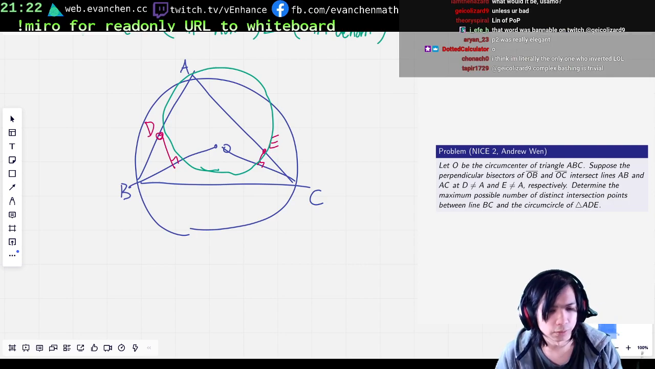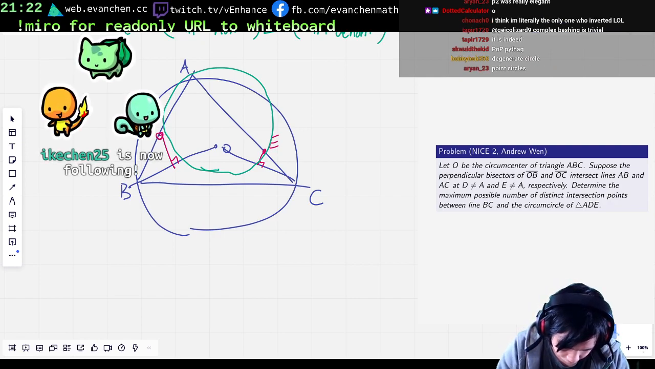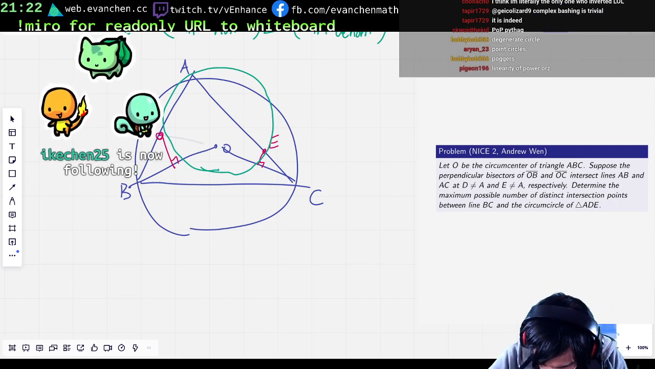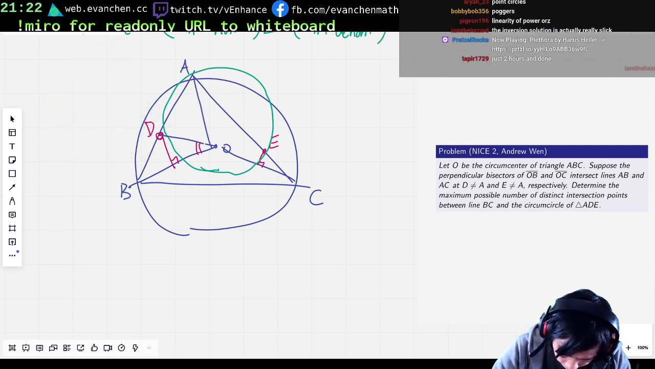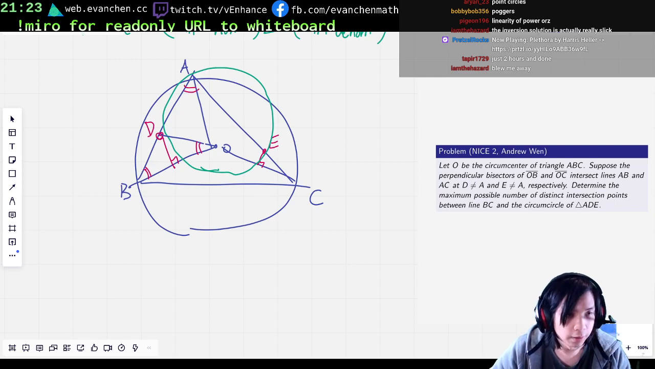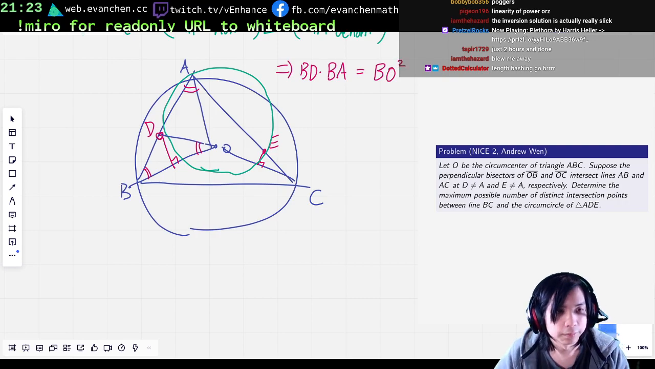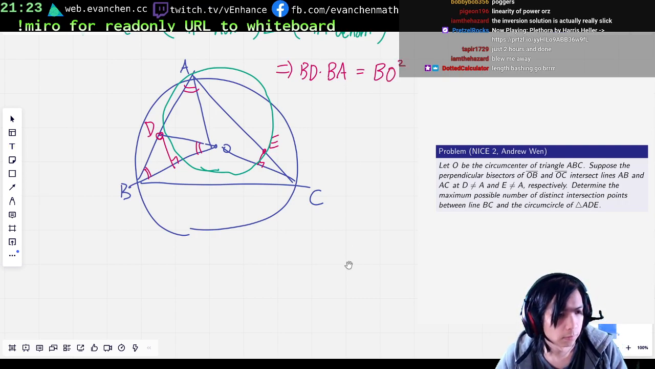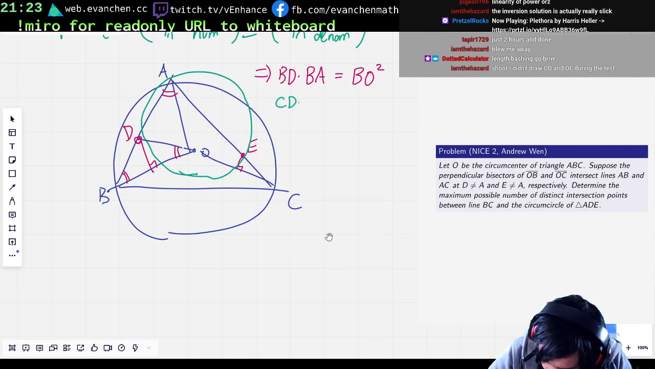Okay, so the nicest solution to this problem is based on power of a point. Let me first say what the idea is. I'm going to draw these two things. When I do so, I get a ton of similar triangles. This isosceles triangle is similar to that isosceles triangle. Because of these similar angles, it follows that BD times BA is equal to BO squared. Similarly, if I do the same reasoning, CD times CA is also equal to CO squared.